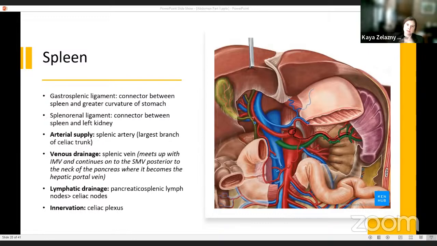And I say probably because when we think about veins, there are some common variations. Lymphatic drainage is going to be going into the pancreaticosplenic lymph nodes, which lead into the celiac lymph nodes, so basically going back to where that blood flow is coming from. Innervation is also coming from that celiac plexus, a nerve plexus around that celiac trunk.